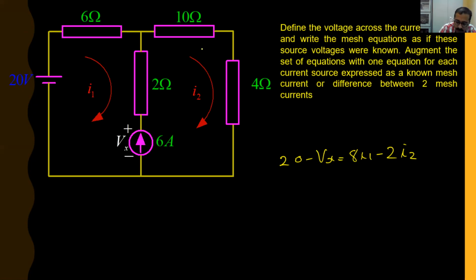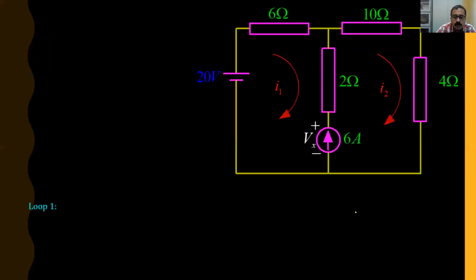Loop 2, what will you get? For this assumed current direction, plus potential rise Vx equals 10 plus 4, 14, plus 2, 16I2 minus 2I1. So these will be the two loop equations.